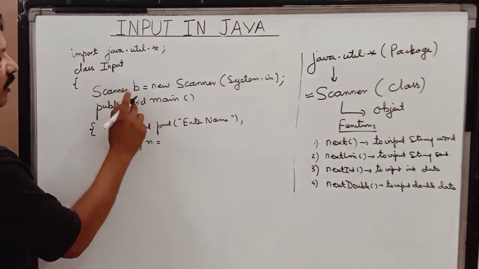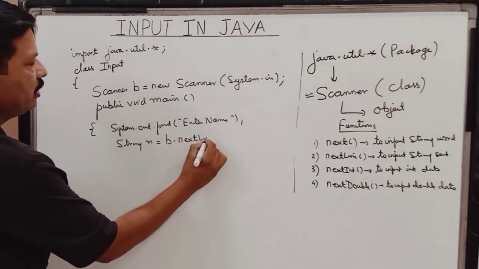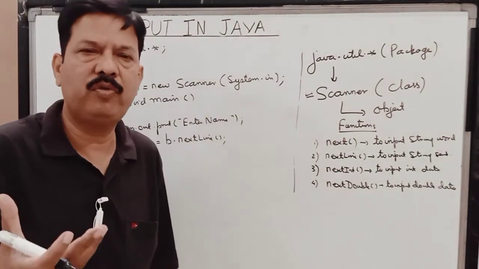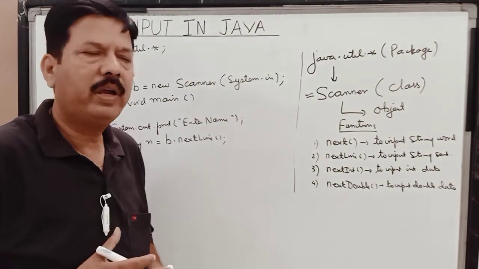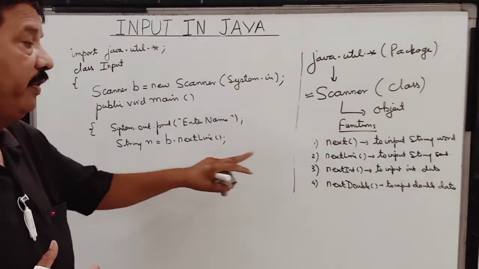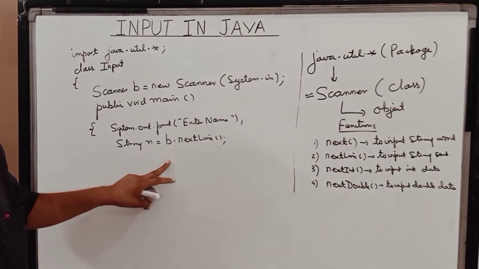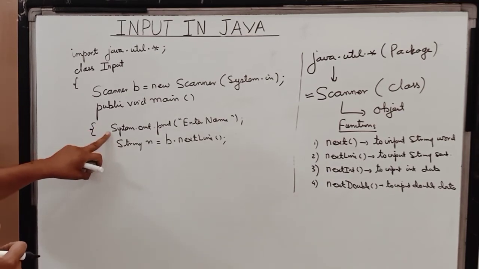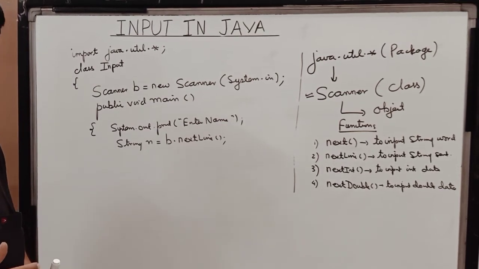is equal to, I use this object B dot next line. I am using a function called next line because my name can be of 2 or more than 2 words, like Arthur Das, like Vijay Vikram Singh Thakur. So I have used this. This is the function to enter a string value of more than one word. So children, by entering this, I have entered the name. If I would not have written the message statement, then also the string value would have got inputted, but we would not know what value we are going to enter.